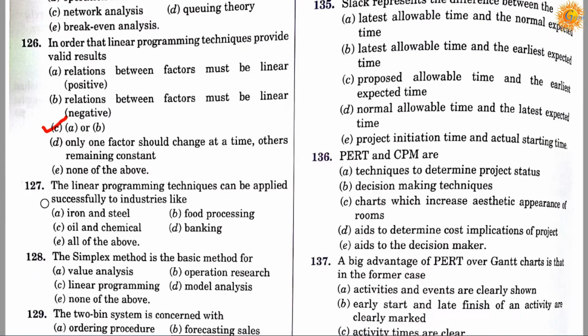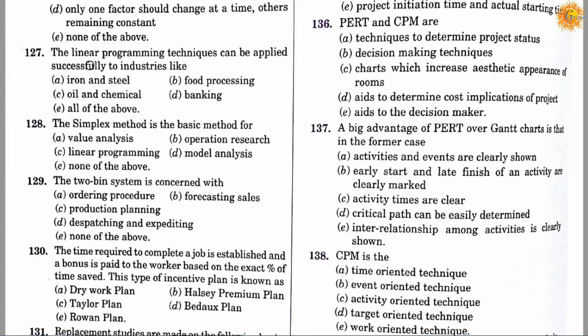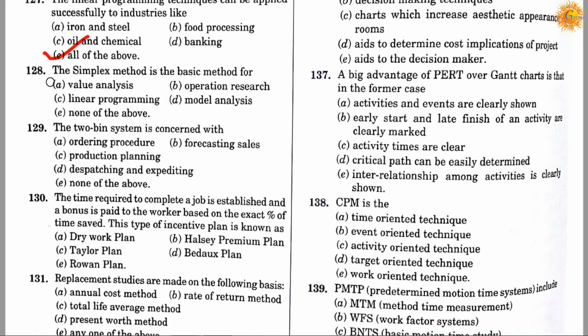Okay. Question number 127. The linear programming techniques can be applied successfully to industries like: option A iron and steel, option B food processing, option C oil and chemical, option D banking, option E all of the above. Correct answer is E. It will be all of the above. It means linear programming techniques can be applied successfully to iron and steel, food processing, oil and chemical, banking, and all of these. Question number 128.